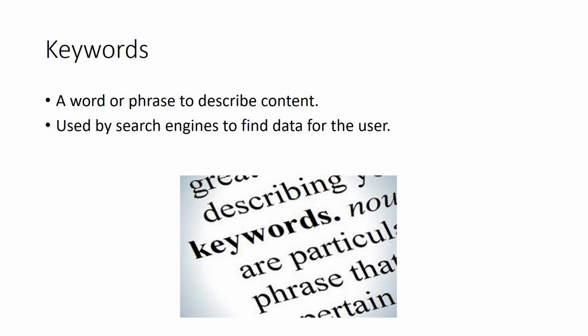Keywords, a word or phrase to describe content, used by search engines to find data for the user. Keywords are very handy. When you're searching for things, you can put keywords in the metadata or the tags for any kind of content that you digitize, and it can be retrieved out of databases later using keywords.